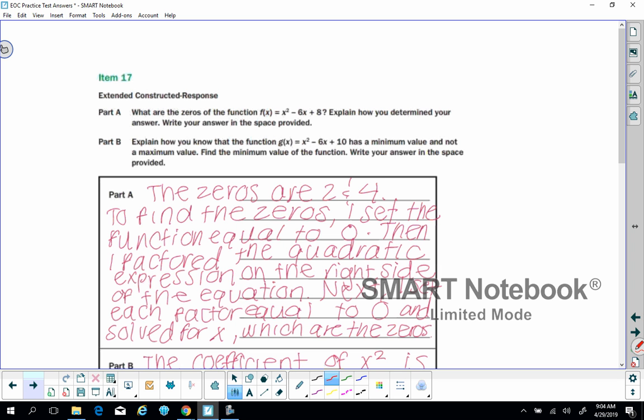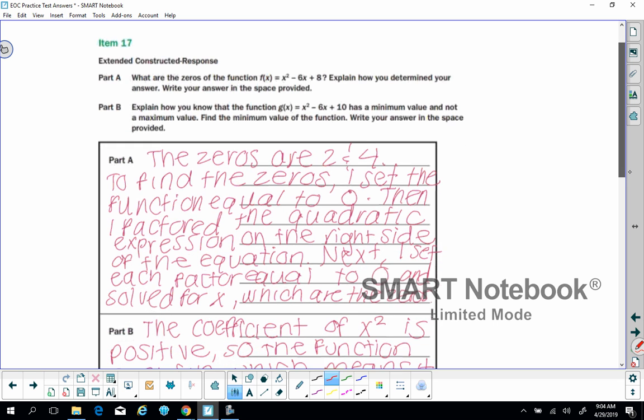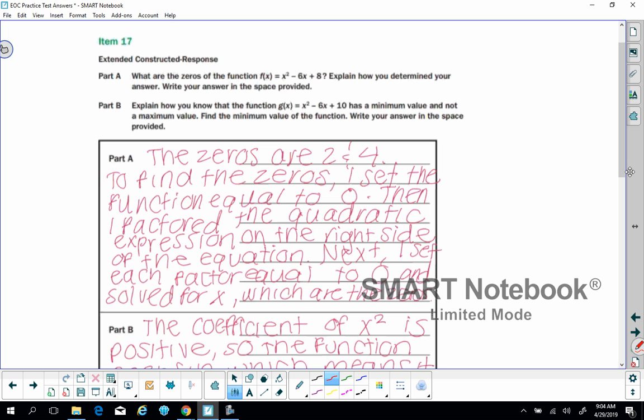This one, you would do the same thing, so you can factor and find your zeros. You can use your calculator to find when your y is 0. You can use the quadratic formula, any of those things you can use to find your zeros, and they end up being 2 and 4. So here's the explanation if you'd like to see how you can do that.